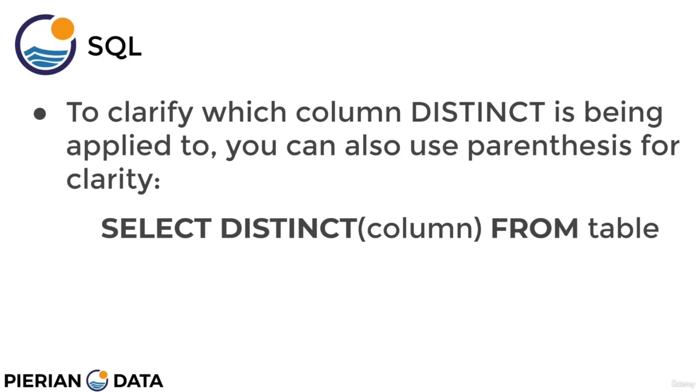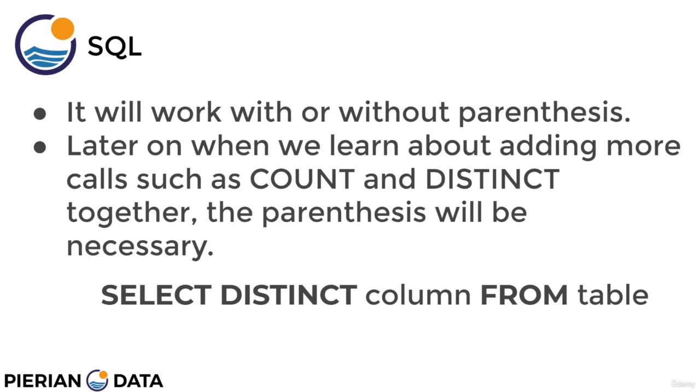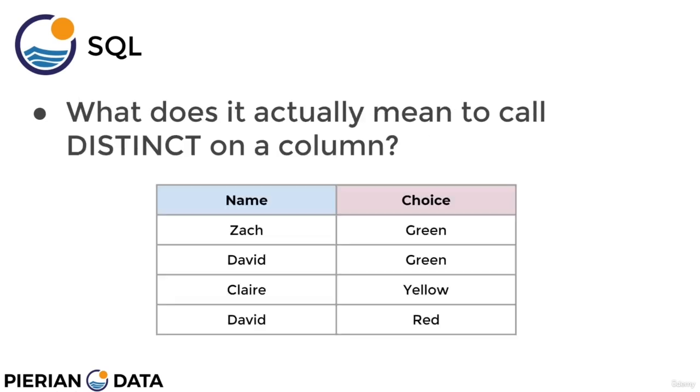Sometimes, to clarify which column DISTINCT is being applied to, you could also add in parentheses for clarity. So note that DISTINCT on a column works with or without parentheses. This is what it would look like with parentheses. And again, it will work without parentheses as well. Later on, when we learn about adding more calls, such as a COUNT call and a DISTINCT call together, some sort of parentheses structure will actually be necessary to clarify what is actually being called on what. But we're going to see that in a future lecture.